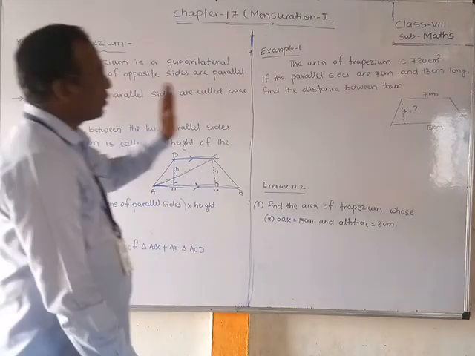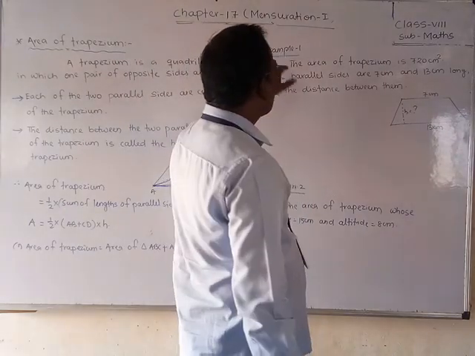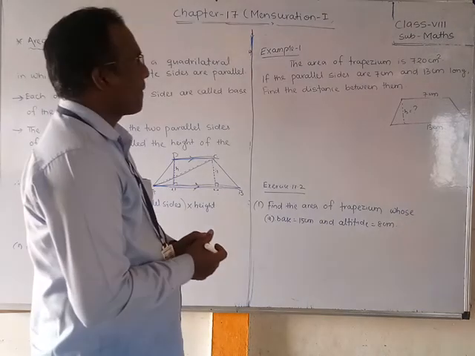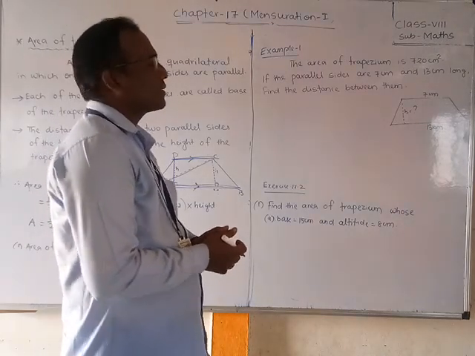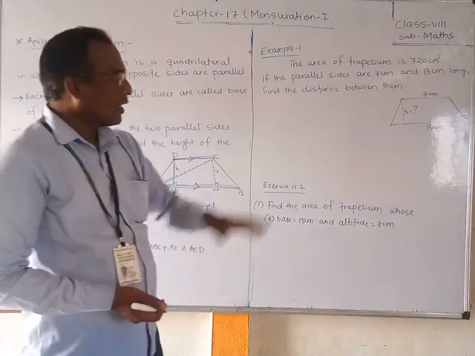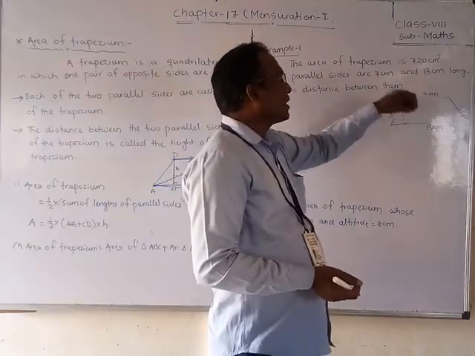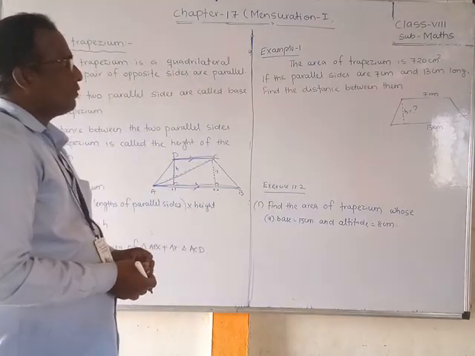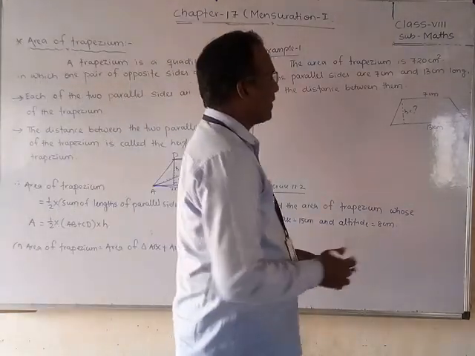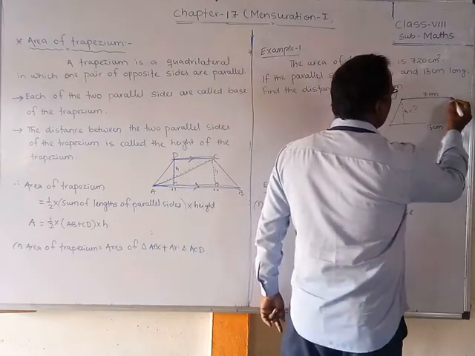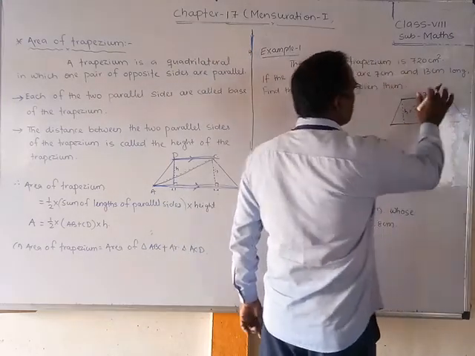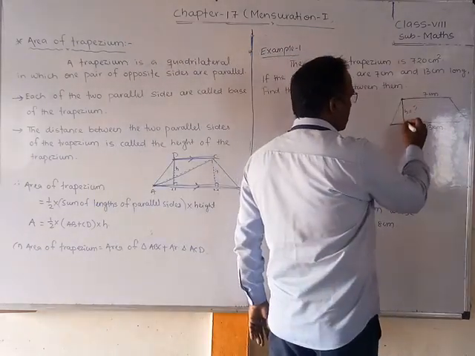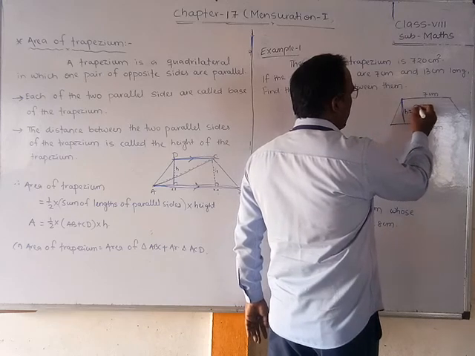Now we are going to discuss some problems based on this trapezium. So example 1, you should observe here. The area of the trapezium is 720 centimeter square. How much is it given? The area of the trapezium is given as 720. If the parallel sides are 7 centimeter and 13 centimeter, how much are the parallel sides given, friends? 7 centimeter and 13 centimeter. This length is given for the parallel sides. Find the distance between them. That means the height is being asked.